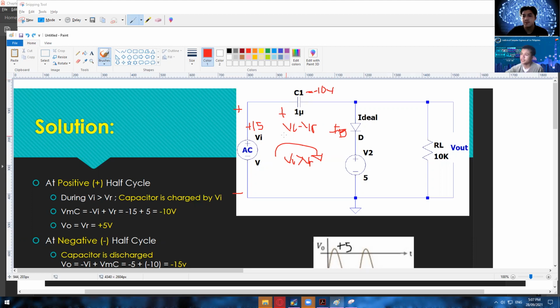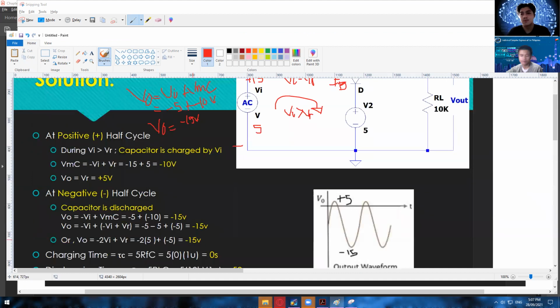Okay, and during the negative half cycle, we can simply use the formula VO is equal to VI plus VMC. That's it, it's always like that for the second one. There are no changes. So VI is equal to negative 5, of course, since we are now in the negative half cycle, and VMC is equal to negative 10 volts. So VO is equal to negative 15 volts. See? So there you go.